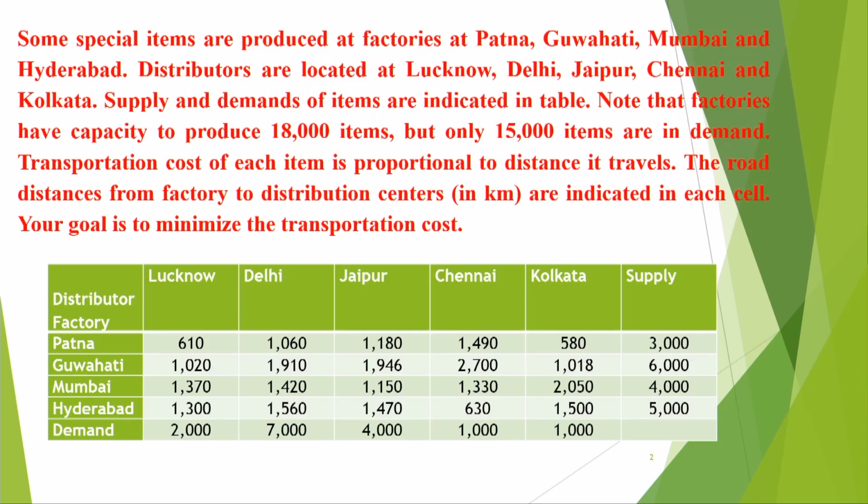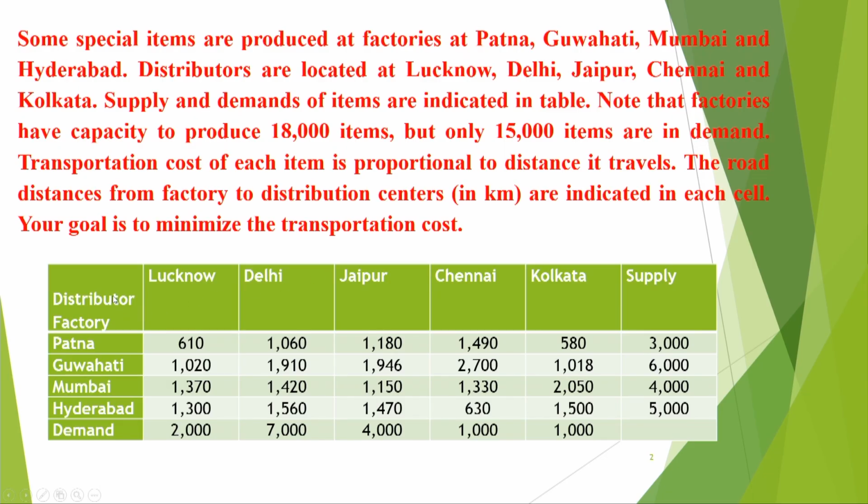Some special items are produced at factories at Patna, Guwahati, Mumbai and Hyderabad. These are the cities. Distributors are located at various cities: Lucknow, Delhi, Jaipur, Chennai and Kolkata. Supply and demand of items are indicated in the table. Note that factories have the capacity to produce 18,000 items, but only 15,000 items are in demand. Transportation cost of each item is proportional to the distance it travels. The road distances from factory to distribution centers in kilometers are indicated in each cell. Your goal is to minimize the transportation cost.